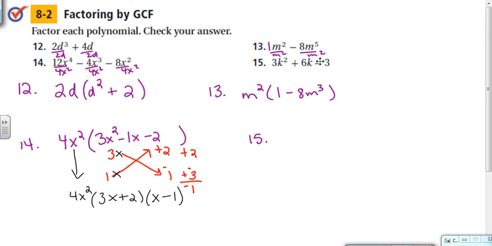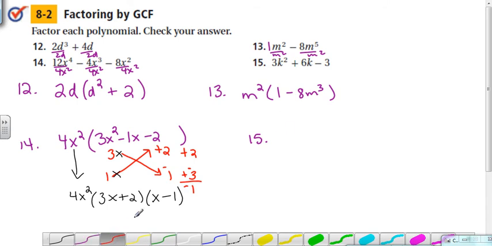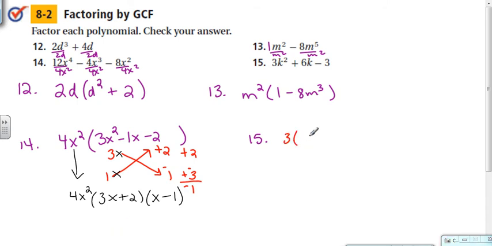Okay, for number 15, it's another trinomial, so I think, oh, well, it's ax squared plus bx plus c, so I can do the Korean method. But the first question you always ask yourself is GCF. And 3, 6, and 3 have a greatest common factor of 3, so I can actually divide out that 3. They don't have all the same variables, so I can't do anything with the variables. But if I divide each of these by 3, I'm going to end up with k squared. 6 divided by 3 is 2, so I have 2k. And negative 3 divided by 3 is negative 1.